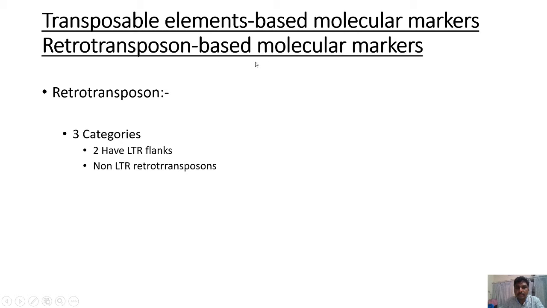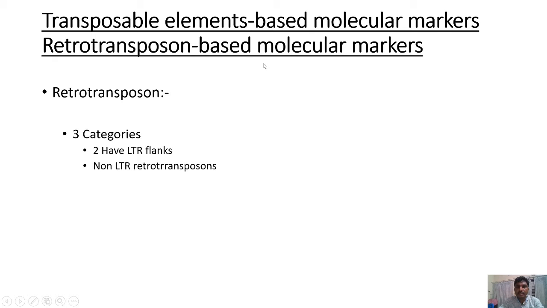Hello students, here are some of the molecular markers based on transposable elements. Transposable elements are jumping genes present in the genome. Within the classification of the transposable elements, one of them is the retrotransposons, and it has three categories, two of them having LTR flanks and one not having any LTR flanks.